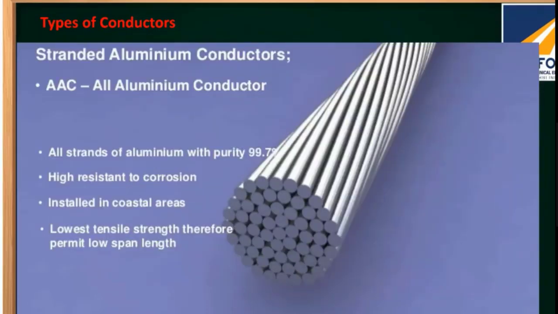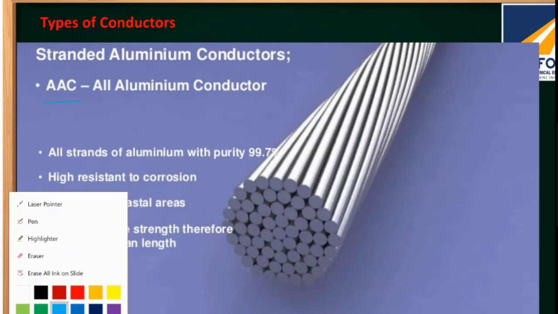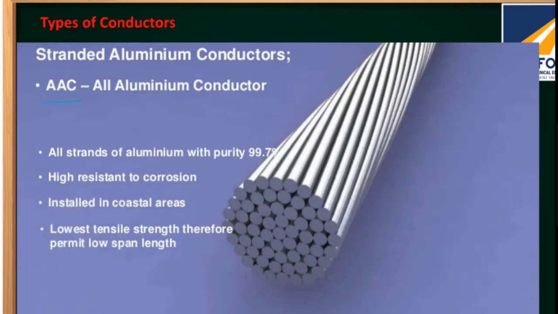So again, types of stranded conductors: AAC. AAC means all aluminum conductor. That means all the strands are made up of aluminum only. Then it's called AAC. So all the strands are of aluminum with 99.7% purity.